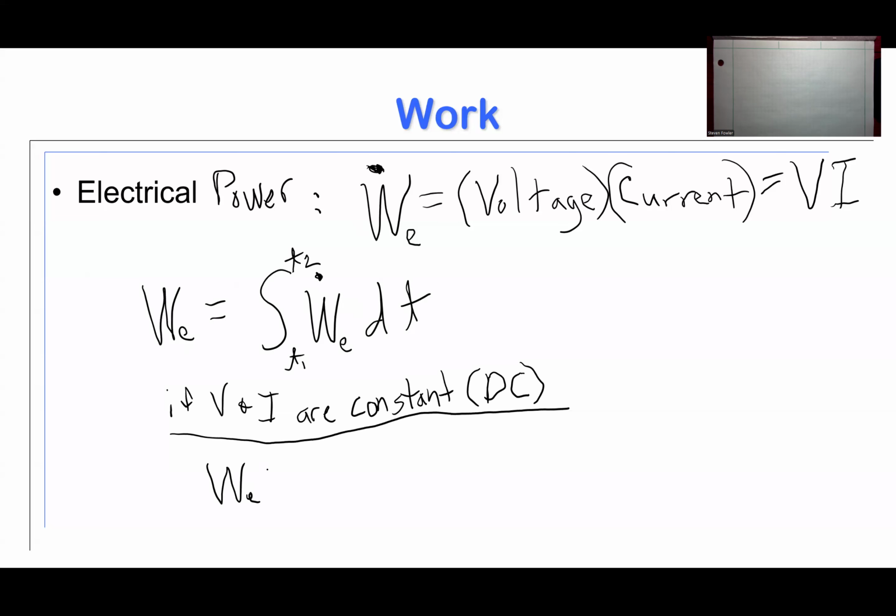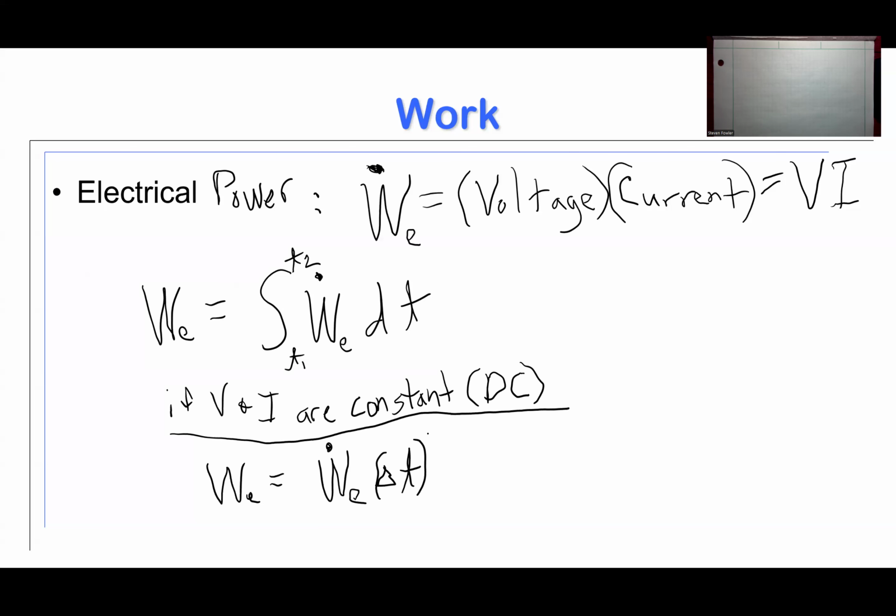If we have what appears to be, or something we can treat as, DC conditions, basically the power tells me the rate at which work is being done. And I just need to multiply that by the amount of time over which that power is being transmitted. That will give me the amount of work being done. Okay, so not too complicated. That's a pretty common thing that we'll encounter.